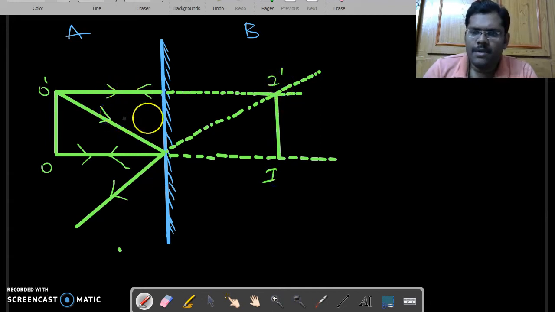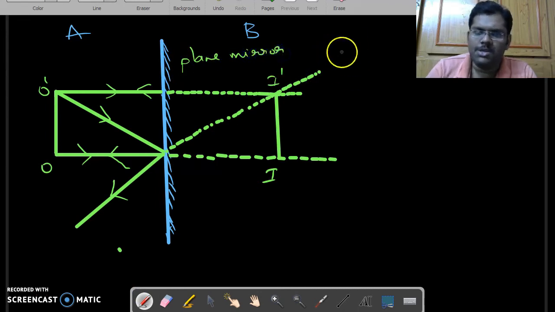Now here, this is the incident ray, this is the reflected ray, and the reflected ray is extended over here. This is the incident ray, and it is reflected back on the same path, and this is the extended reflected ray. Now these two intersect over here, and there we get an image which is called a virtual image. The mirror which we drew here is a plane mirror. So a plane mirror always shows a virtual image.